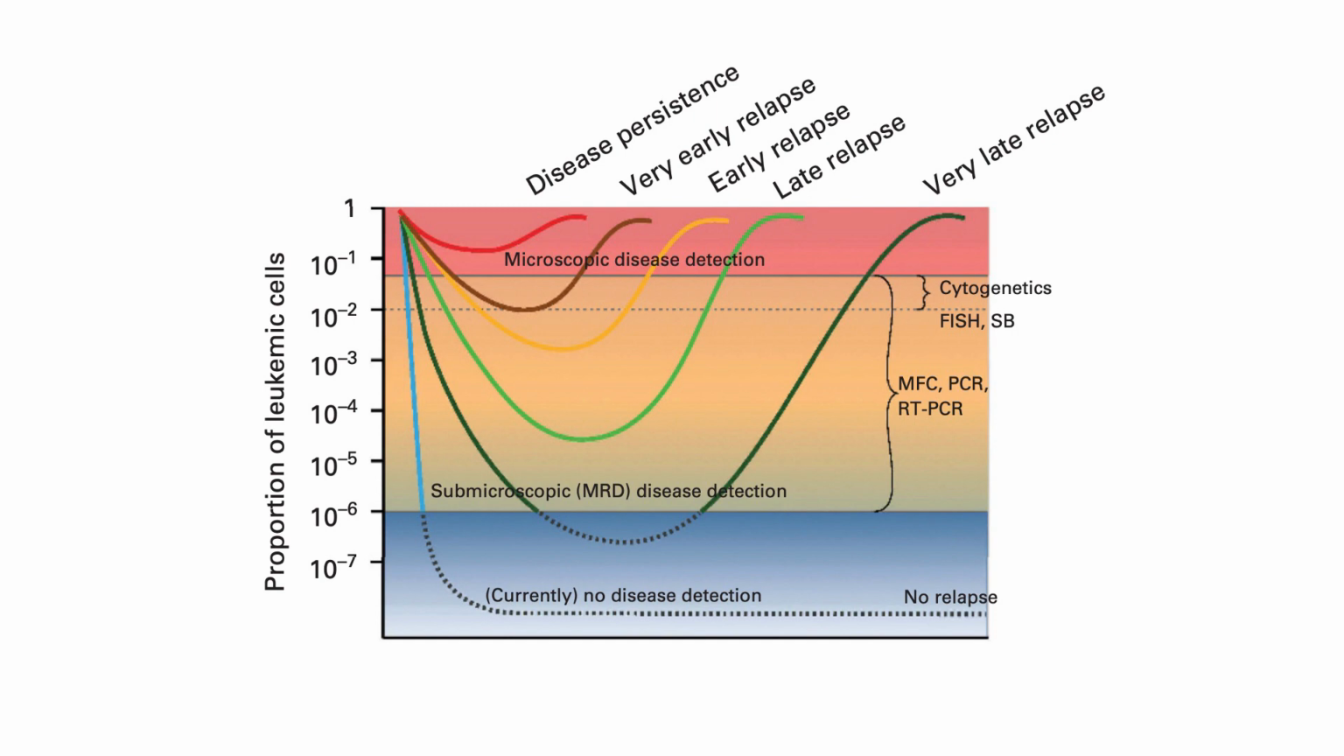Some of them are for FISH and cytogenetics, working up to 10 to the minus 2. But what we really want is to go deeper, because the deeper we go, the more accurate the prognostic value of the method. And of course, flow cytometry is being used in this area a lot. But NGS is coming to this space big time.